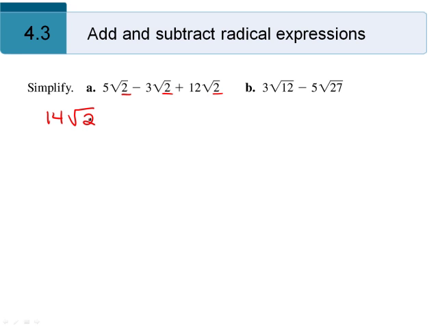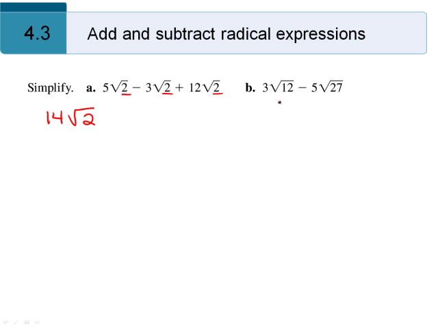Now, letter B, and this is what we'll get into a little bit further on in the section, but they stuck it right here at the beginning. These are not like radicals. We have 3 square root of 12 minus 5 square root of 27. So the steps we just talked about: you have to simplify first and then see if you have like radicals.